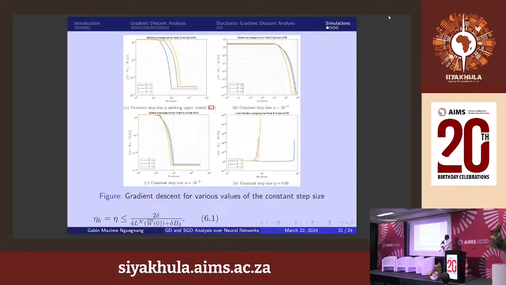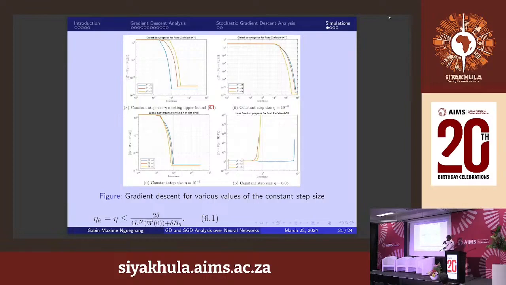With this plot, we just illustrate our result. At the top left, we have the progress of the loss with the step size that exactly meets this bound. In this bound, B is actually the bound of the Hessian. We did that for networks of depth 2, depth 3, and depth 5. We observed that higher values of the step size provide faster convergence. Here we just reduce the step size and observe that it needs more iterations to observe convergence.